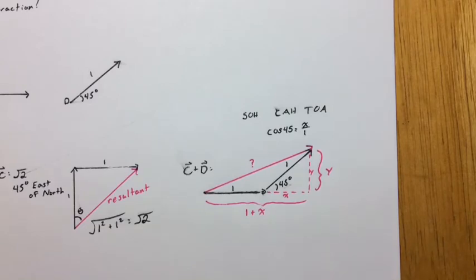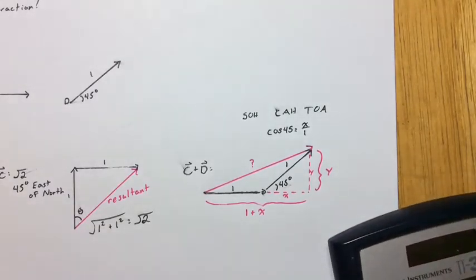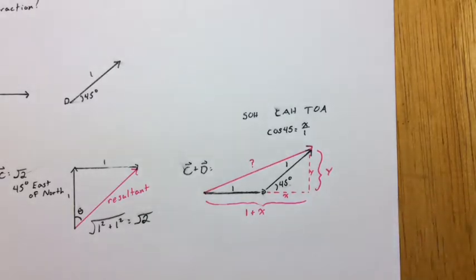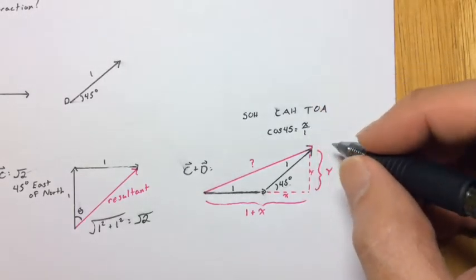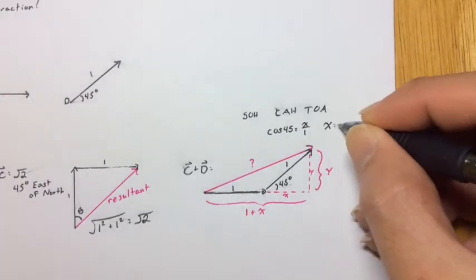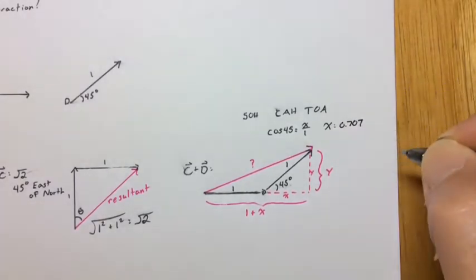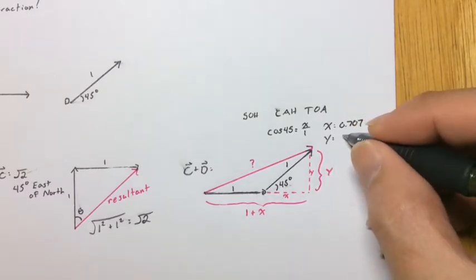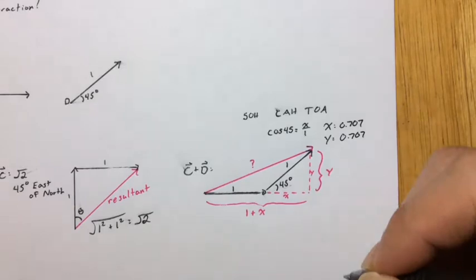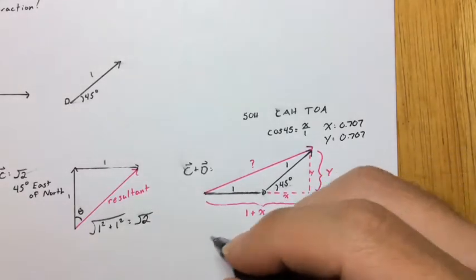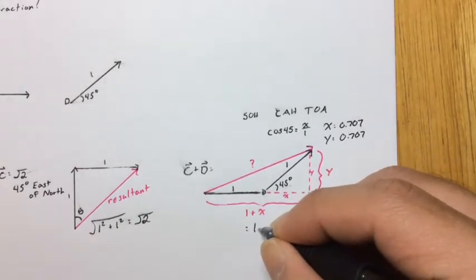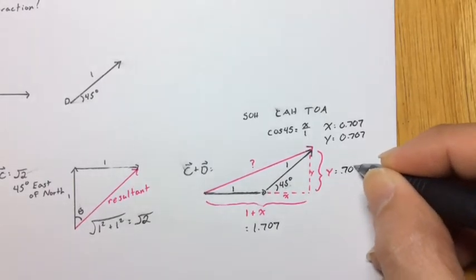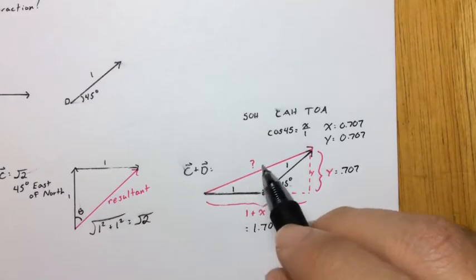And so all I need to do is take the cosine of 45 degrees, make sure you're in degree mode, which is 0.707. That's going to come up a lot in your lives, I think. So x is equal to 0.707 and something else. Because this is a 45, 45, 90 triangle, y is also 0.707. And so for the long side here, we've got 1.707, and this side is 0.707, and so now we can find out what the question mark is.